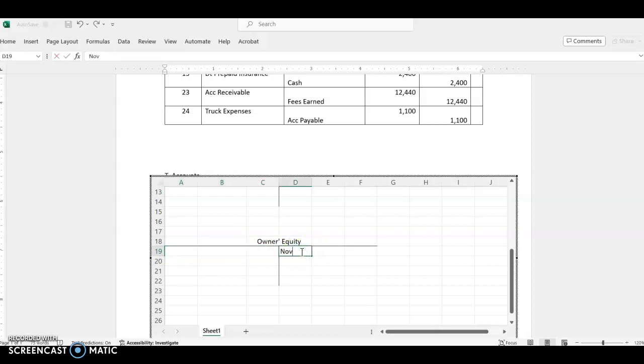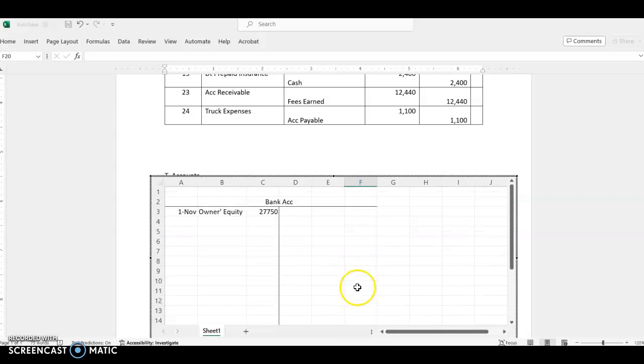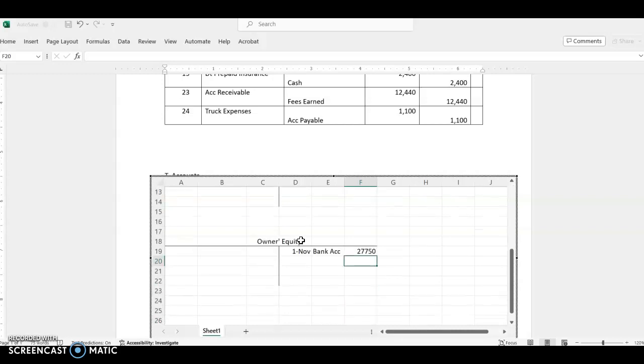November 1st. It involves the bank account, and the amount is 27750. Okay, so it tallies. Debit bank account, credit owner's equity. Very good.